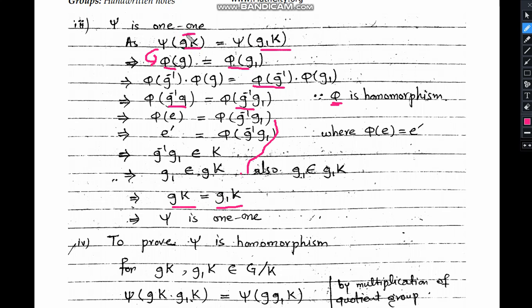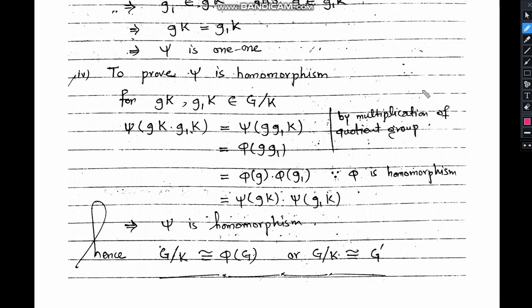It means if we are taking the image of two elements, and the images of the two elements are equal, then these elements will also be equal. So this psi is 1-1 also. And in the last, we are testing whether it is a homomorphism or not. Let us suppose there are two elements and we want to find the mapping of the product of these two elements. Then it can be written as psi, as we know that this is the property of coset. If Gk is being multiplied with G1k, then it can be written as Gg1k. This is the definition of coset, the property of coset.